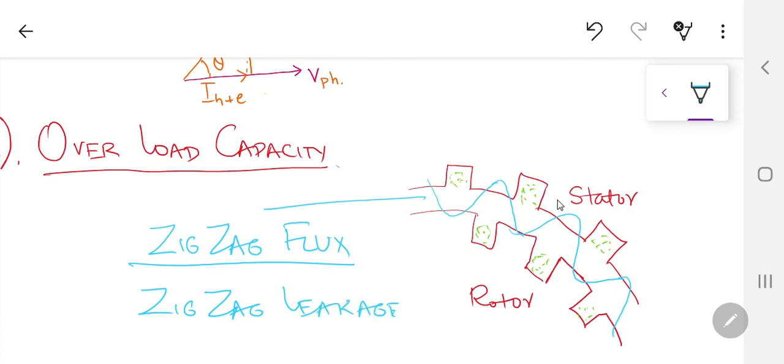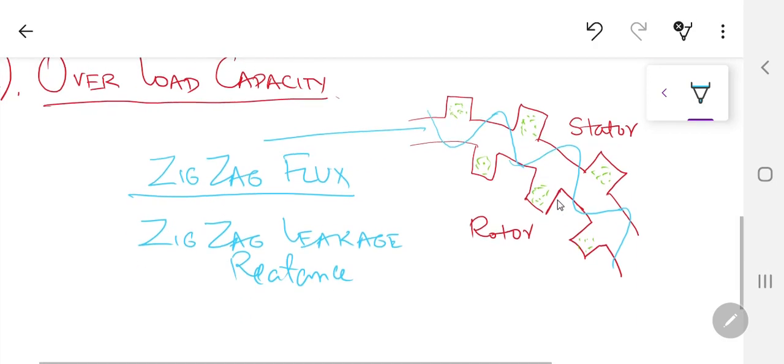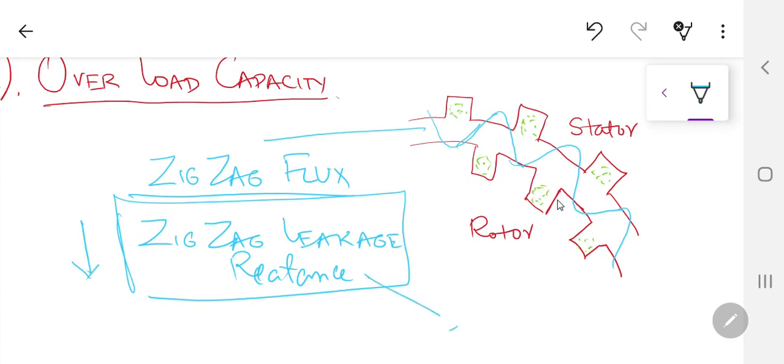Now if air gap length is going to be large, then this zigzag leakage reactance is going to be small, because flux then cannot take that big jump. I'm not saying it's going to be totally zero. It will be there, but it will have a lesser value. So this zigzag leakage reactance value is going to be reduced if I'm going to have a larger air gap length, which means LG is on the higher side. So this means that you can have more overload capacity. If the gap length is large, then you are going to have more overload capacity. This is one aspect of it.